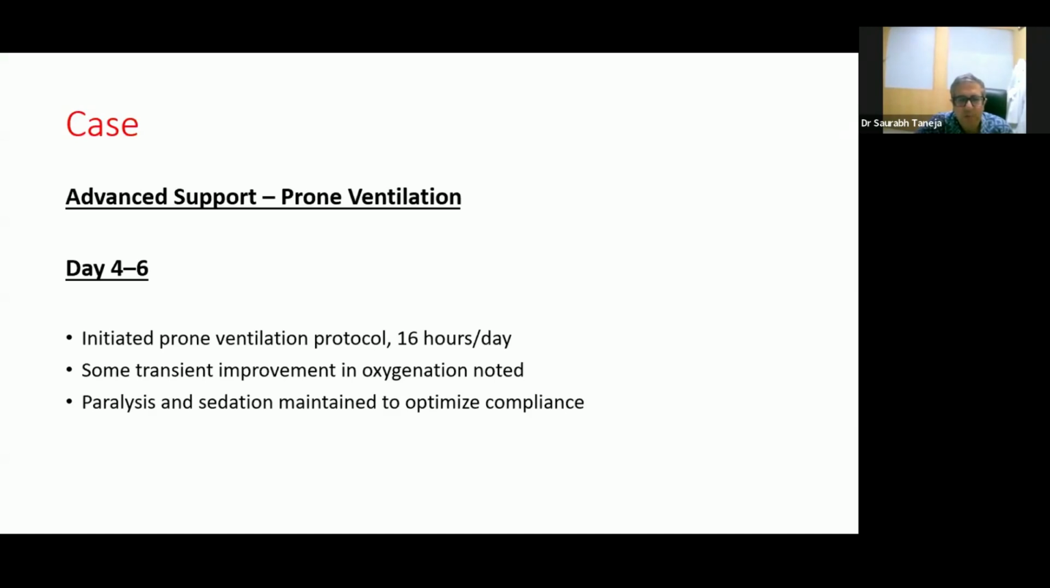So when we talk about prone ventilation, as my nursing colleagues, you should all know what prone ventilation is, why it is important, what we have to look for, and how we actually prone a patient. Firstly, we should know in which patients we should prone.